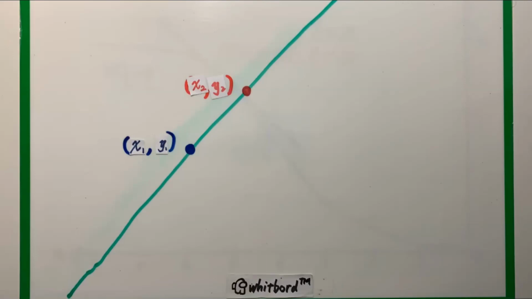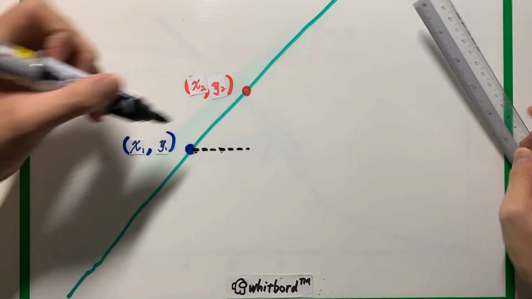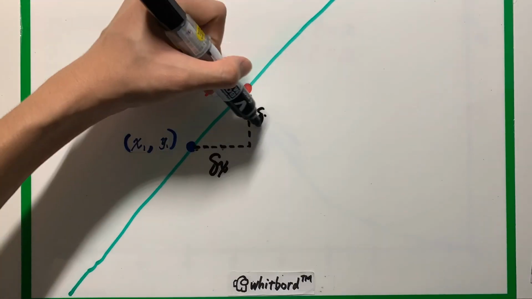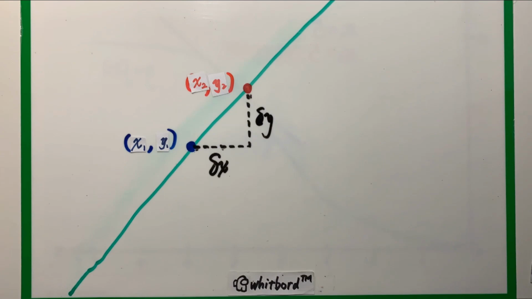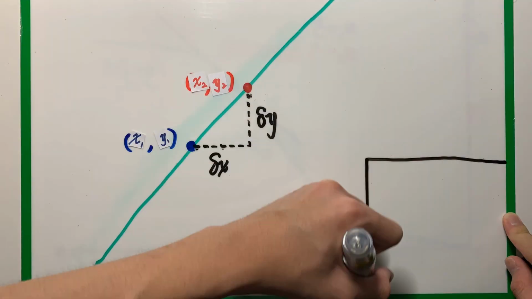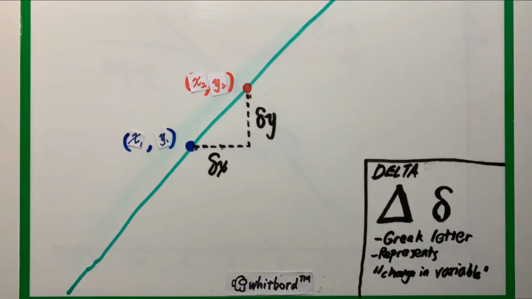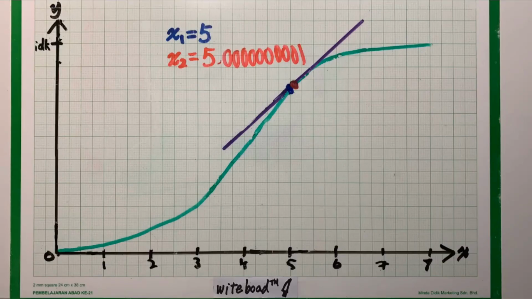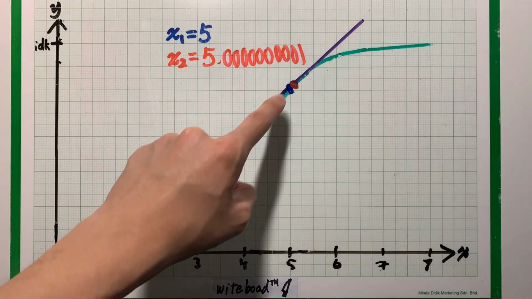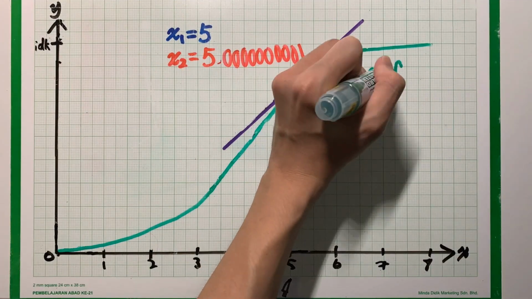With these 2 points in mind, we want to focus on the difference in the x values and the y values. So we denote the difference in the y value as delta y and the difference in the x value as delta x. Here we are using the Greek letter delta, and it represents a change in some value. And if we look back to the graph, we realize that it's actually a function as well. So we can call it f of x.